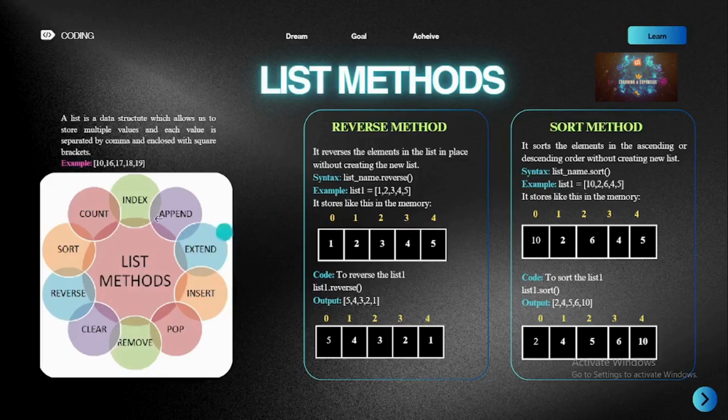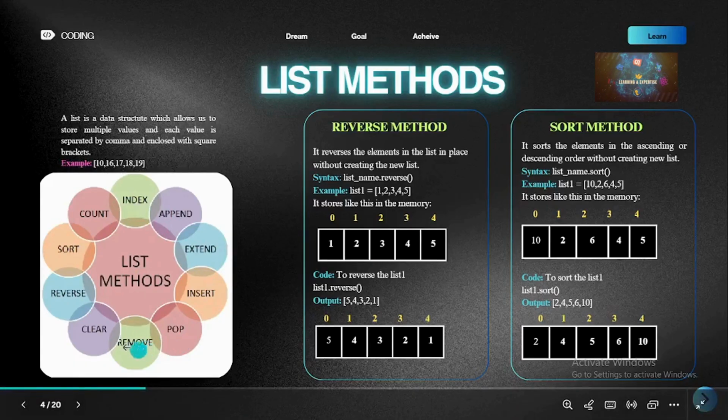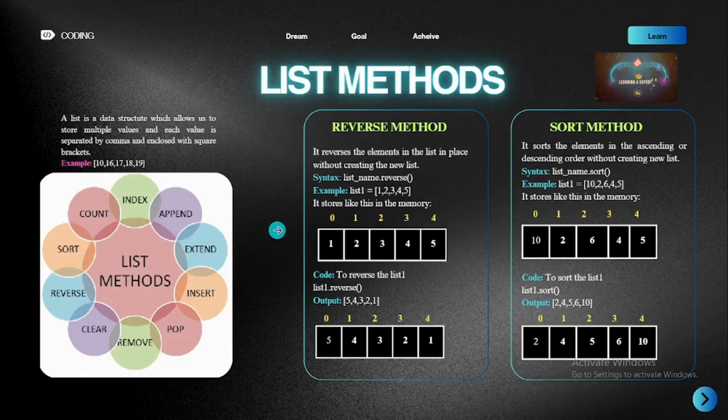This image represents the list methods, where we have index, append, extend, insert, pop, remove, clear, reverse, sort and count. In today's video we will deeply discuss these methods with practicals. Let's have a look at sample methods like reverse and sort, to understand how the lists are stored in memory at the back end.